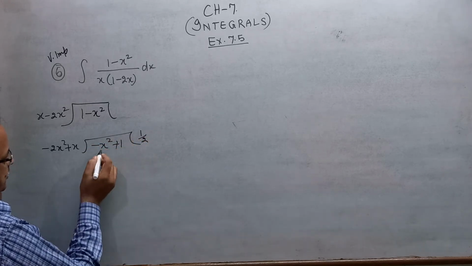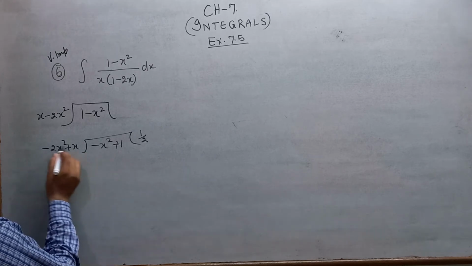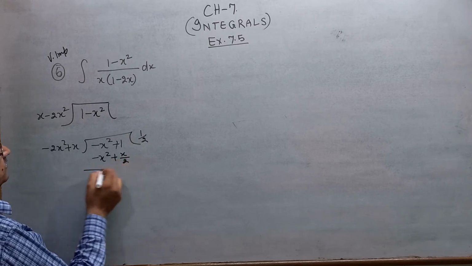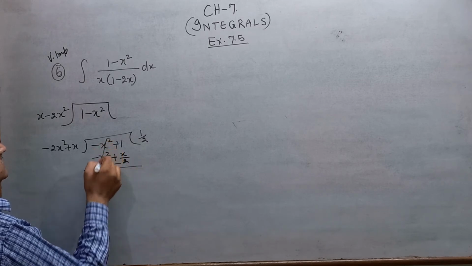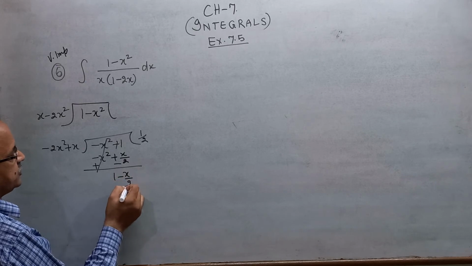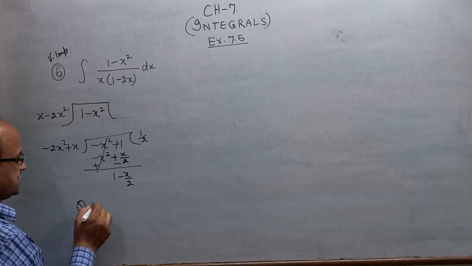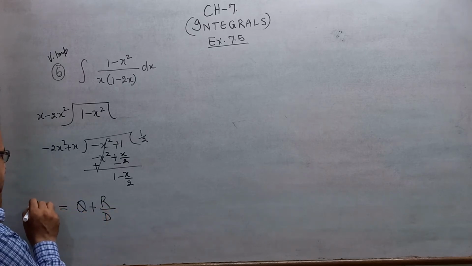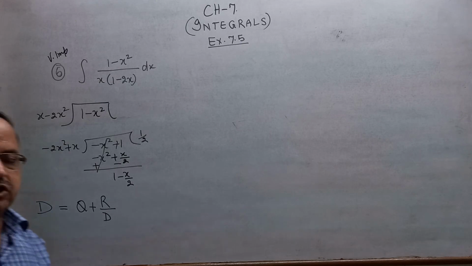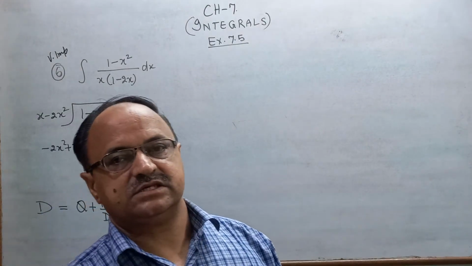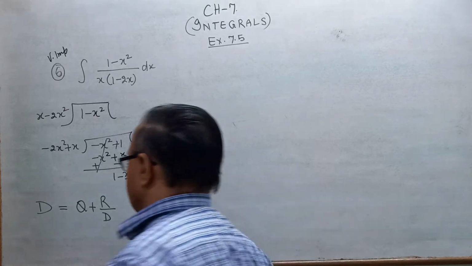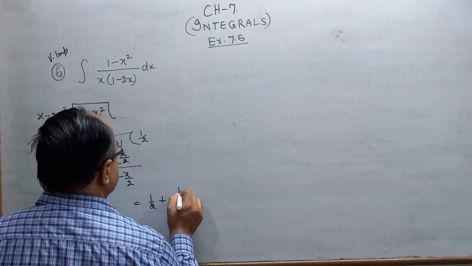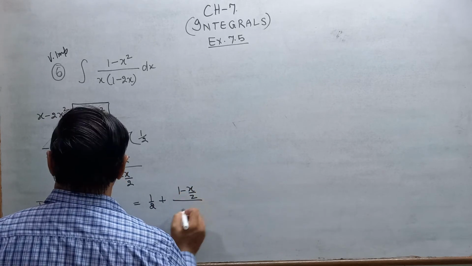Now, you know that this term divided by this term gives 1 by 2. Now multiply 1 by 2: minus x square plus x by 2. Sign change, this will cancel. 1 minus x by 2 remains. Added to that, dividend is equal to quotient plus remainder upon divisor. Clear? That you can write here 1 by 2 plus 1 minus x by 2 upon divisor.